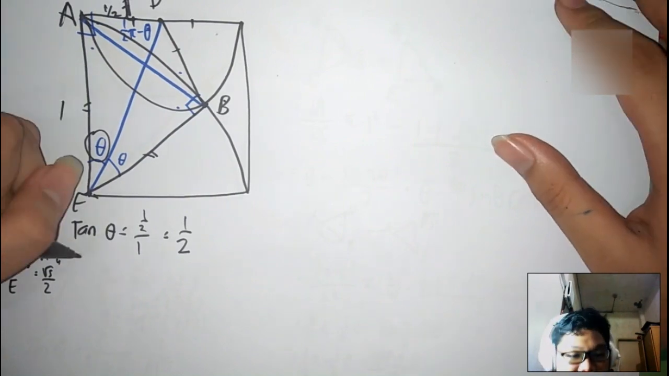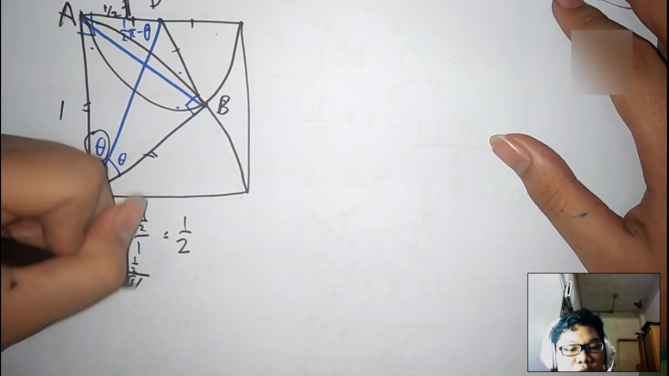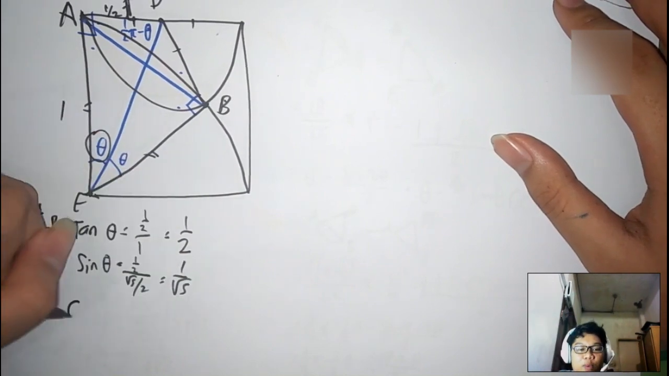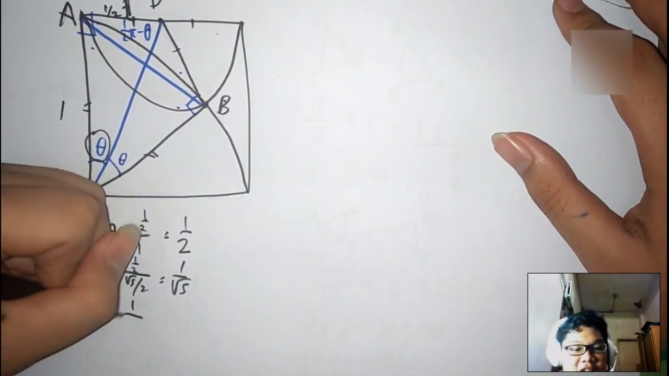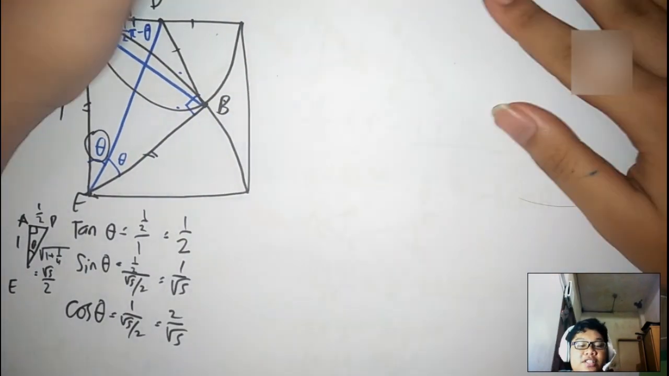the square root of 5 divided by 2, and sine theta is a half divided by the square root of 5 divided by 2, which is equal to 1 divided by the root of 5. The cos theta is the same, but the numerator is 1, so cos theta is equal to 2 divided by the square root of 5.